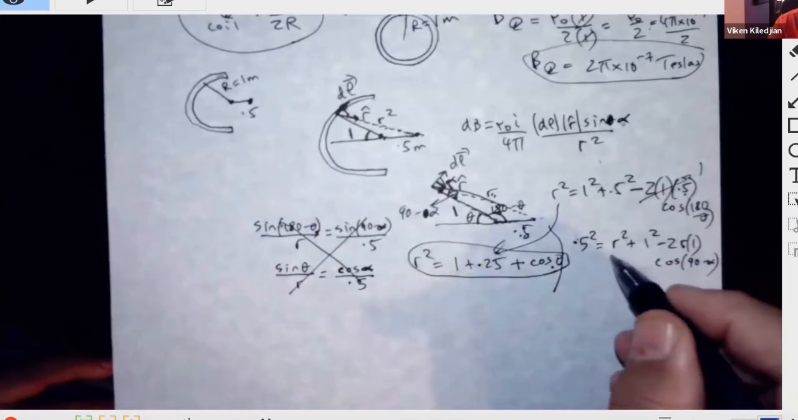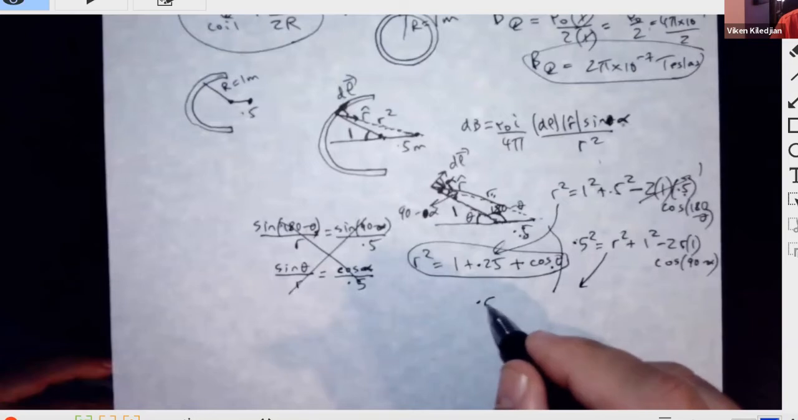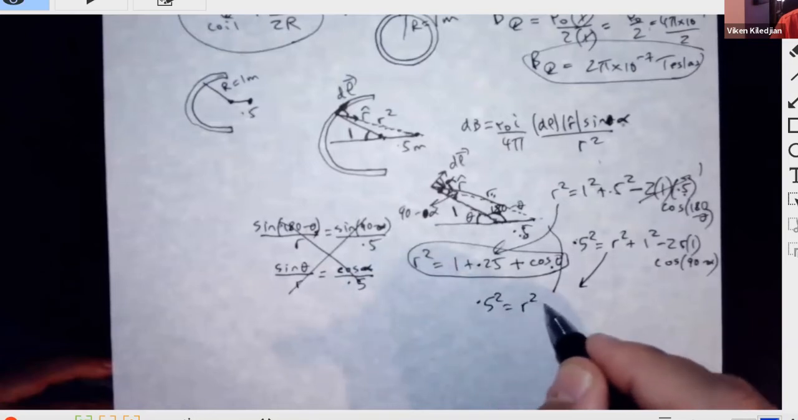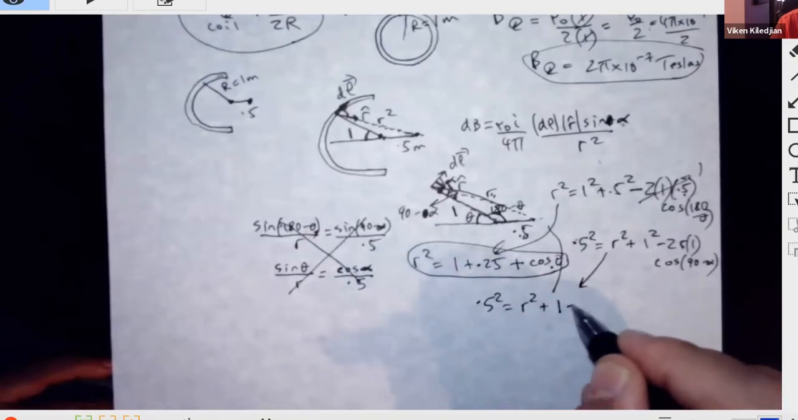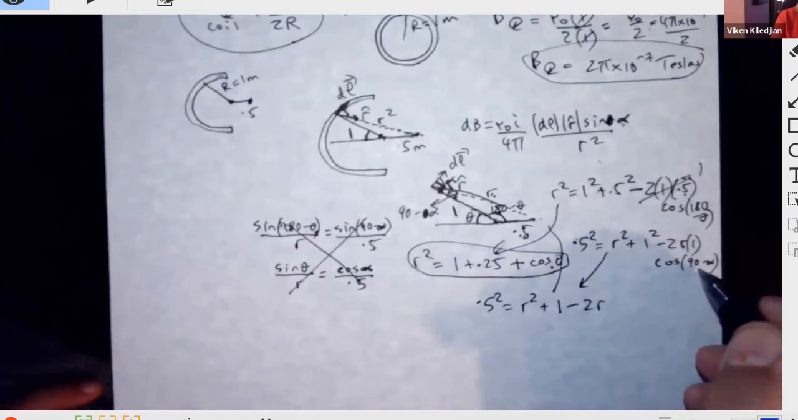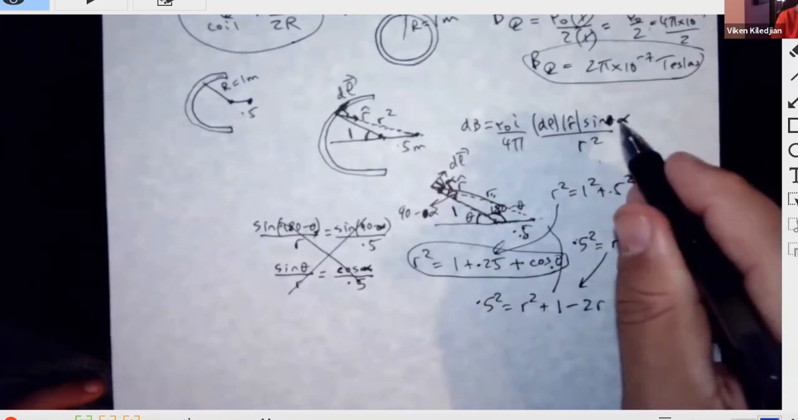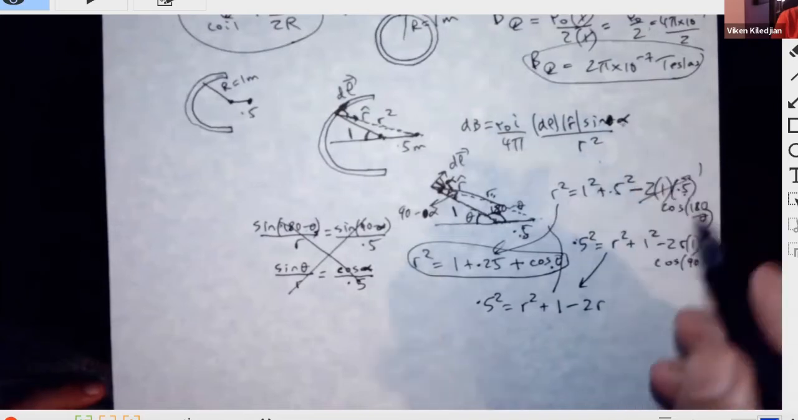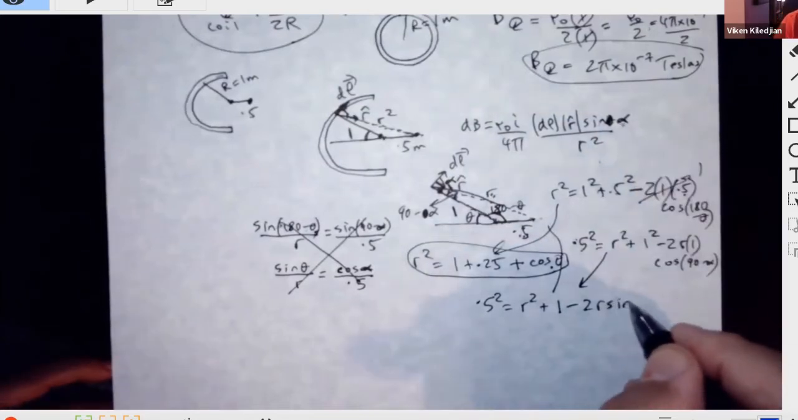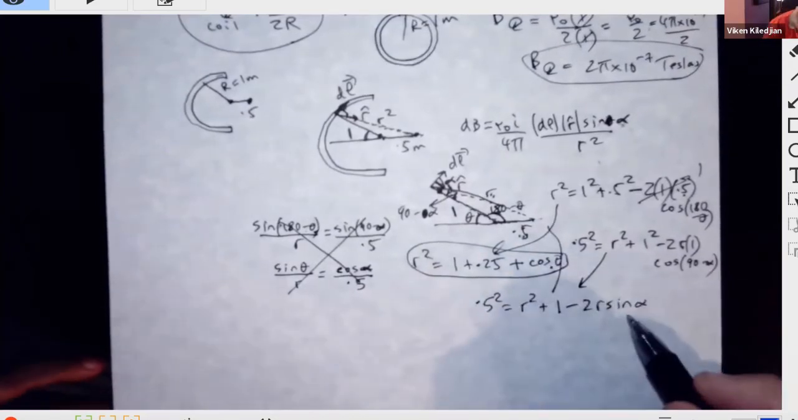Why? Because we have here 0.5 squared is R squared plus 1 minus 2R. And then what's cosine of 90 minus alpha? Sine of alpha, right? Yeah, sine of alpha, which I see a sine of alpha here. Aha. Sine of alpha. There you go. Let's see what we could do with that.